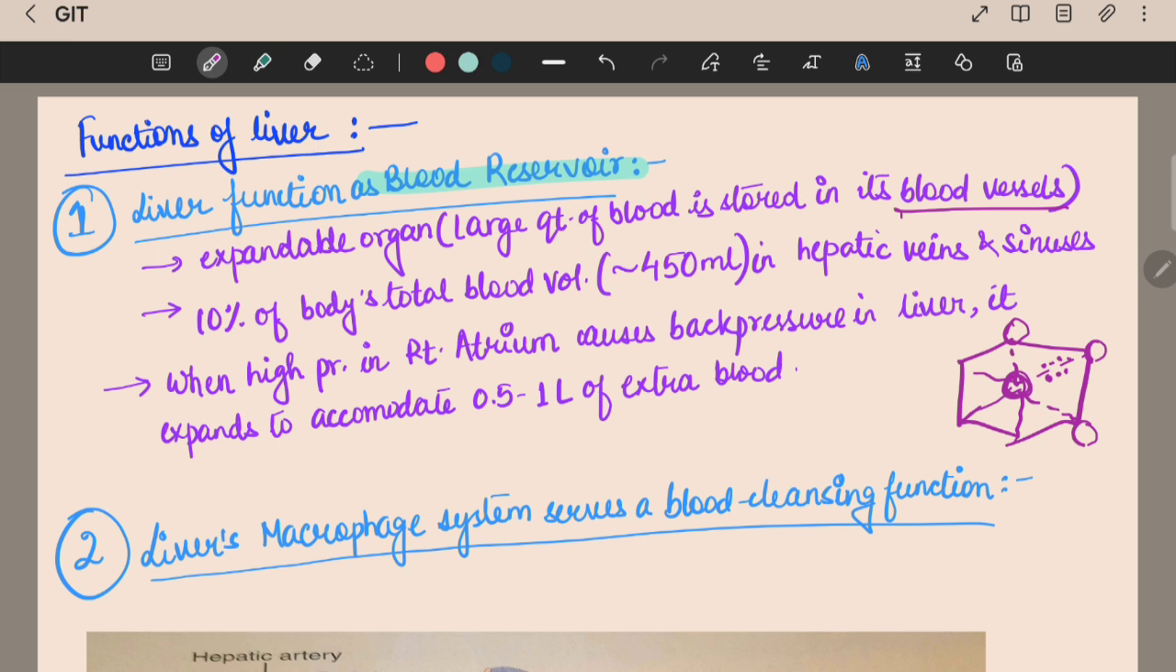Over here we have these vessels, the hepatic sinusoids, so in these regions huge quantities of blood can be stored. 10% of the body's total blood volume, approximately 450 ml, is present in the hepatic veins and the sinuses. Okay, in a high pressure condition of the right atrium, there is a back pressure that happens in the liver.